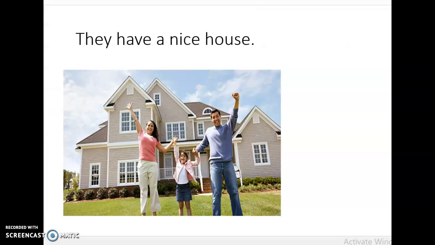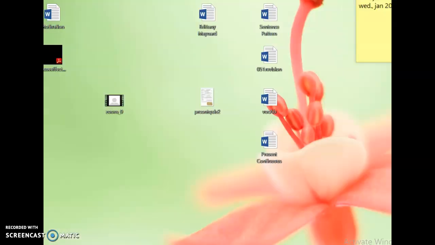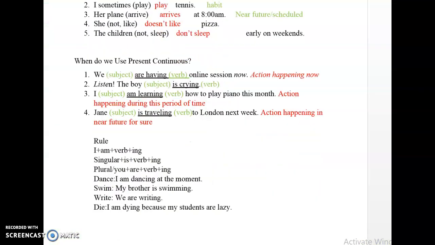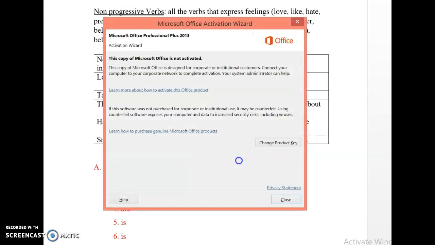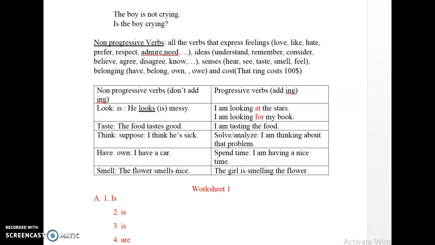Okay? So, let me just go to the worksheet that we wrote last time. Okay. So here, as we see, I summarized in this table all the verbs that are non-progressive, meaning we cannot use them as present continuous verbs. And I put the exception plus examples.